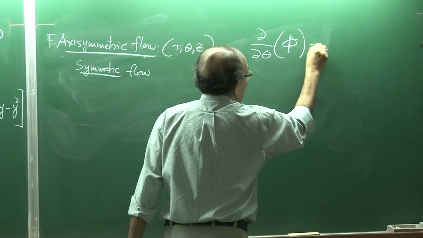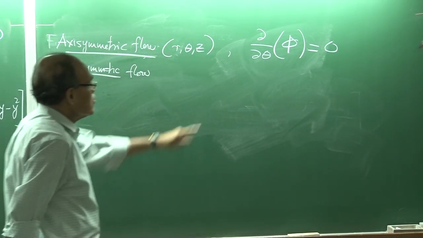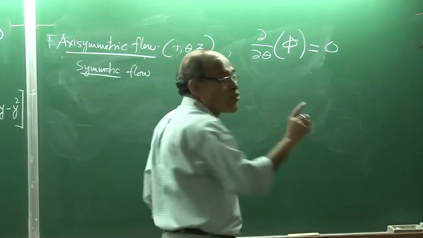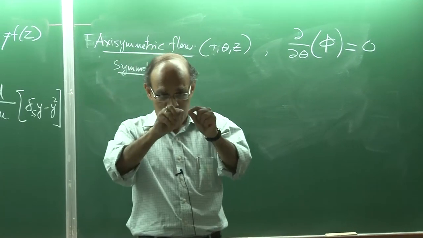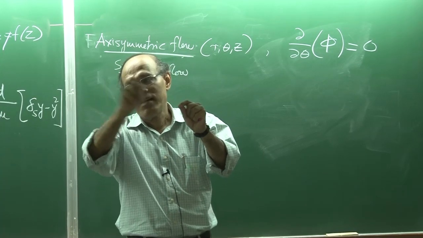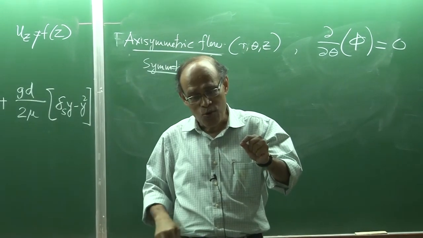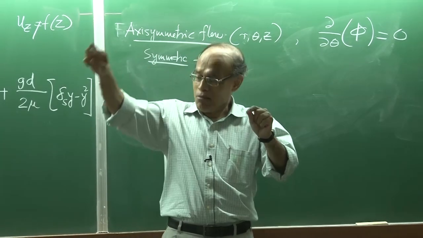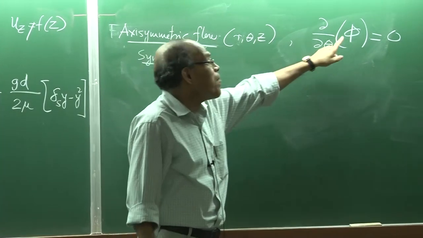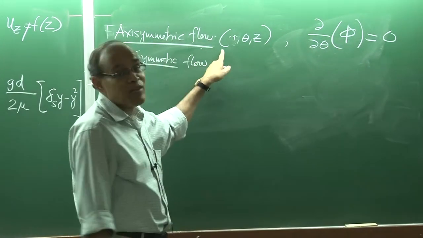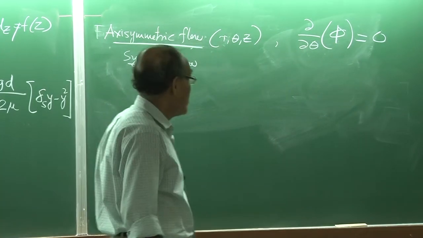So, if phi is any variable, then mathematically speaking, phi is not a function of theta. If theta represents 360 degrees here, then whether it is 20 degrees, 60 degrees, 100 degrees, 180 degrees, or 240, the value is the same. It is not changing. Whatever the value of theta, as you move around the whole circle, the value does not change. That is the meaning. So, when a parameter phi is not a function of theta in r theta z coordinates, we say that the parameter phi exhibits an axisymmetric property in the system.